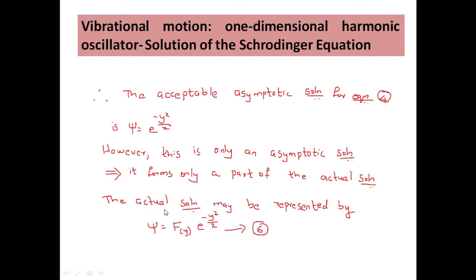We will represent the actual wave function as psi is equal to f of y into e raised to minus y squared by 2, where f of y is a function of y only, and this e raised to minus y squared by 2 is from our asymptotic solution. This psi is now the actual solution, that is psi is equal to f of y into e raised to minus y squared by 2.